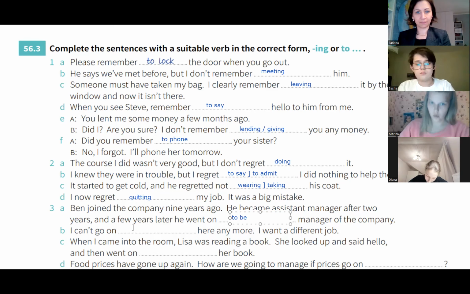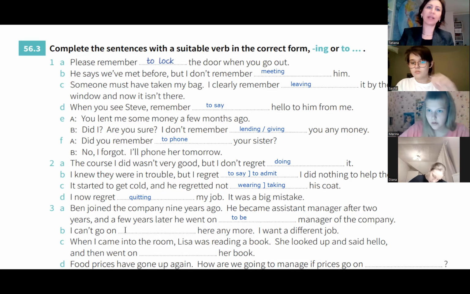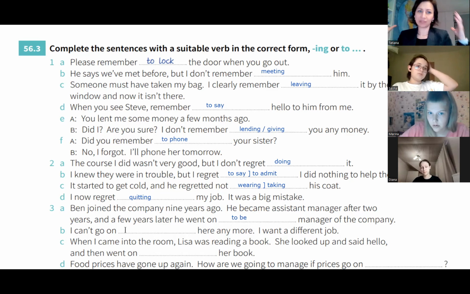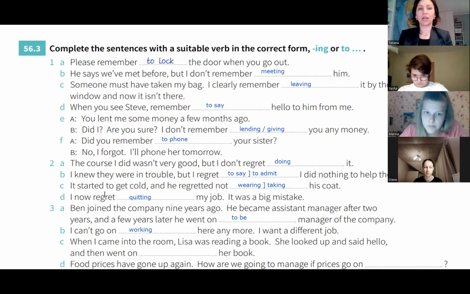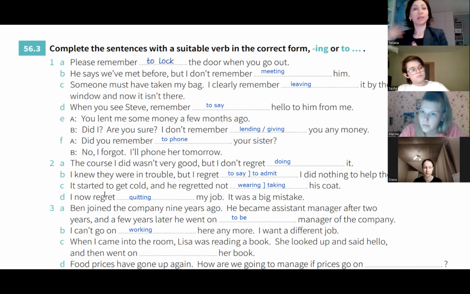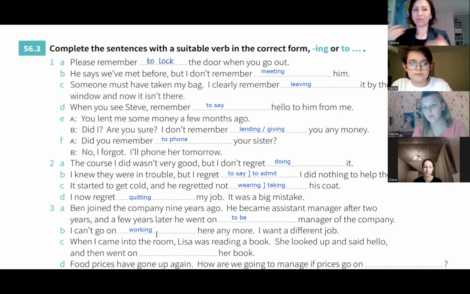I can't go on working. Like I was working and now I'm working and it will be working, so it's the same work. I can't go on working here anymore. Продолжать делать одну и ту же работу. I want a different job. You could say, Marisha, I worked for 5 years in this department and I went on to work as a manager in another department. So you continue the work, but in a new status. And here in our example, I can't go on working. It's the same work.